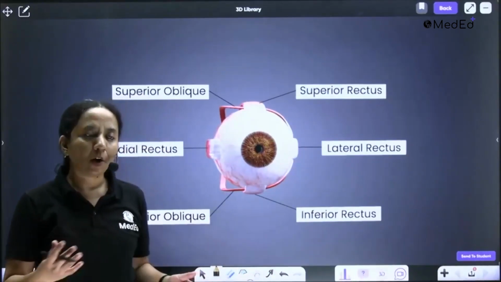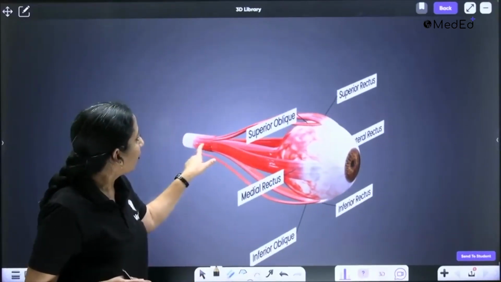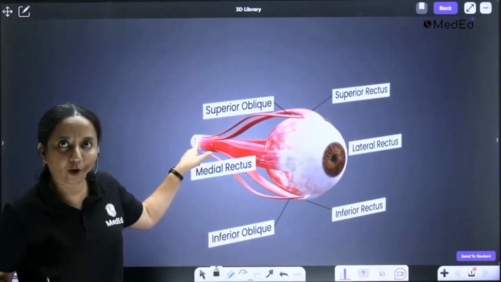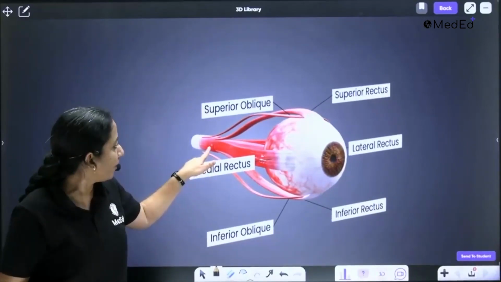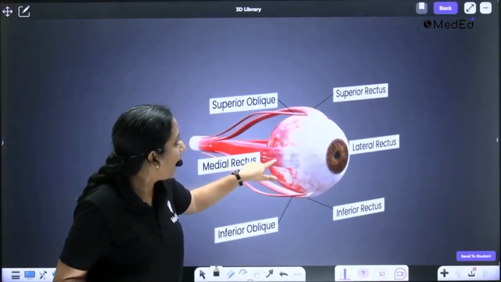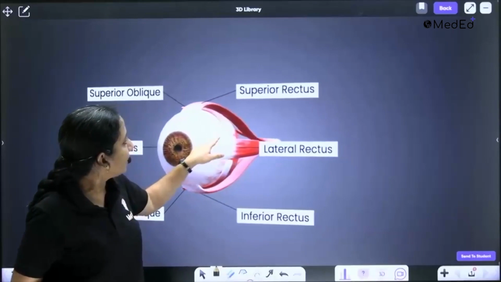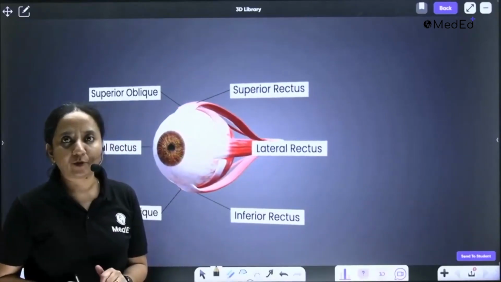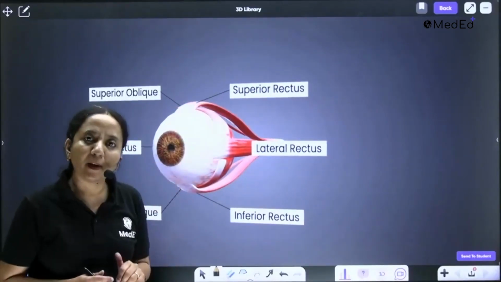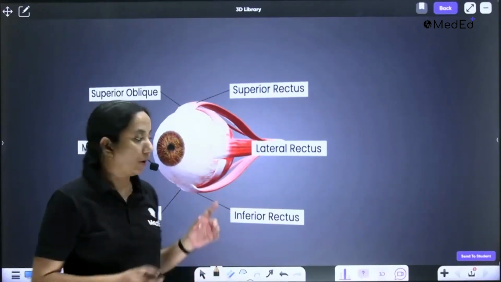Now let's look at the oblique muscles. Let us look at the superior oblique. The superior oblique also originates from the apex of the orbit, but it is not originating from this annulus of Zinn. See, it is separate. Now it comes forward. After coming forward, it then takes a turn and it is getting inserted here in the upper lateral quadrant. So it is inserted above the lateral rectus in the superolateral or the superotemporal quadrant.